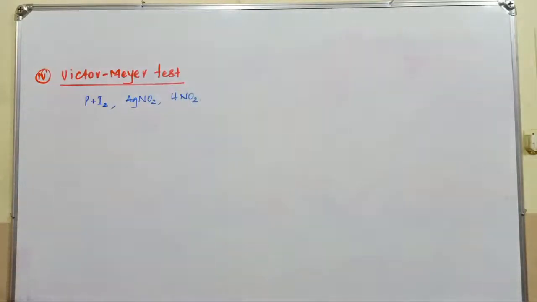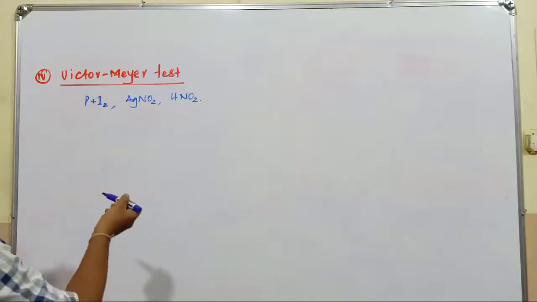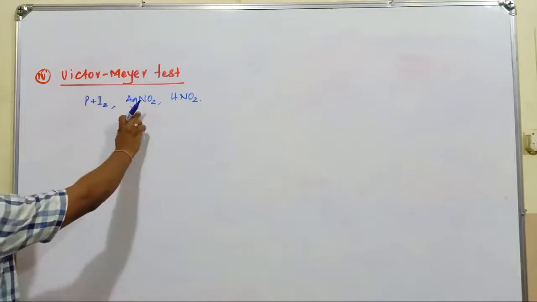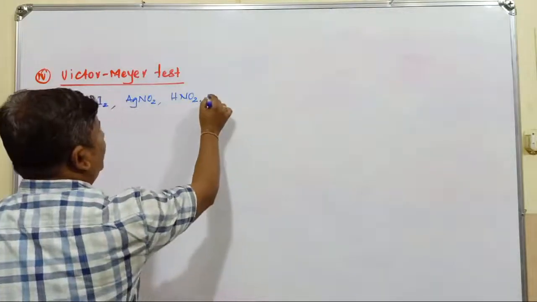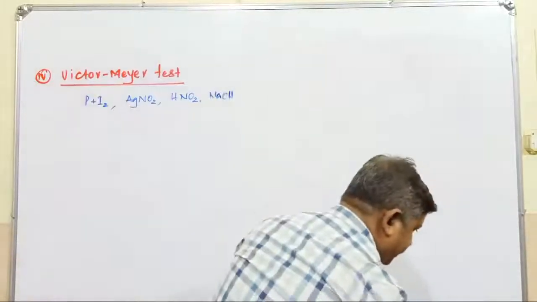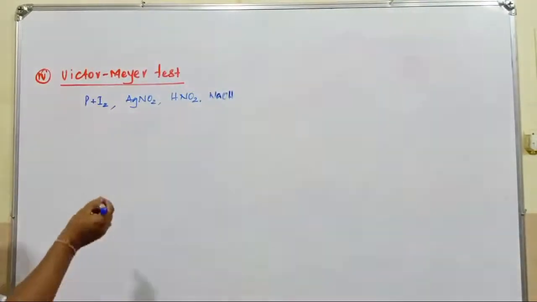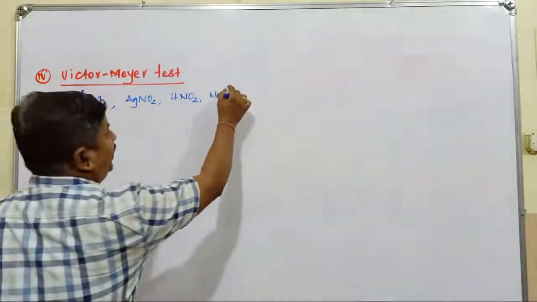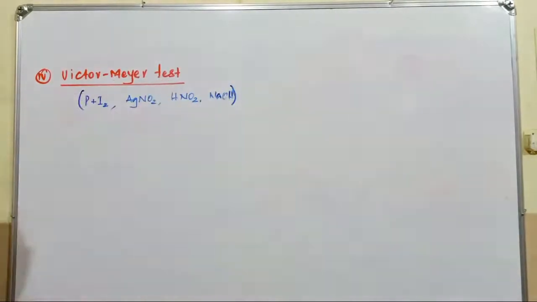What is HNO2? Nitrous acid. First phosphorus and iodine, silver nitrite, HNO2. Next one is going to be sodium hydroxide. Sodium hydroxide. These are the sets of reagents that we have to use in the case of the Victor Meyer test.